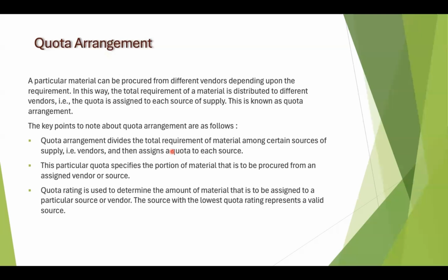Here quota arrangement divides the total requirement of material among certain sources of supply, and the particular quota specifies the portion of material that is to be procured from an assigned vendor source. Quota rating is used to determine the amount of material that is to be assigned to a particular source or vendor. We will see in the system how it works.